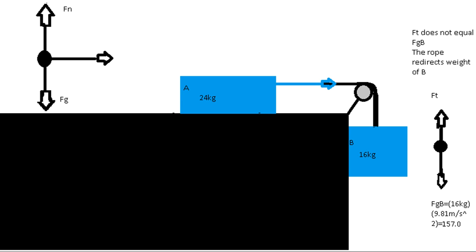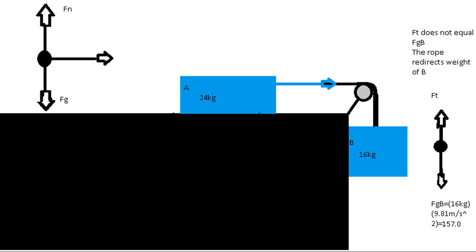When we draw the individual diagrams, we quickly see that both objects possess a force of tension. Since they are attached by the same rope, the tensions would be the same. Because we don't know the force of tension, we can't directly solve for acceleration. But we can make this problem simpler to solve.